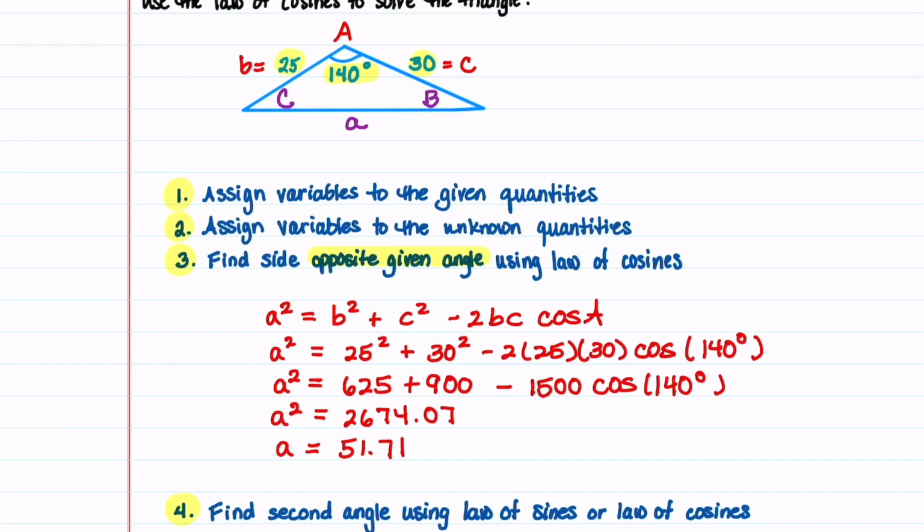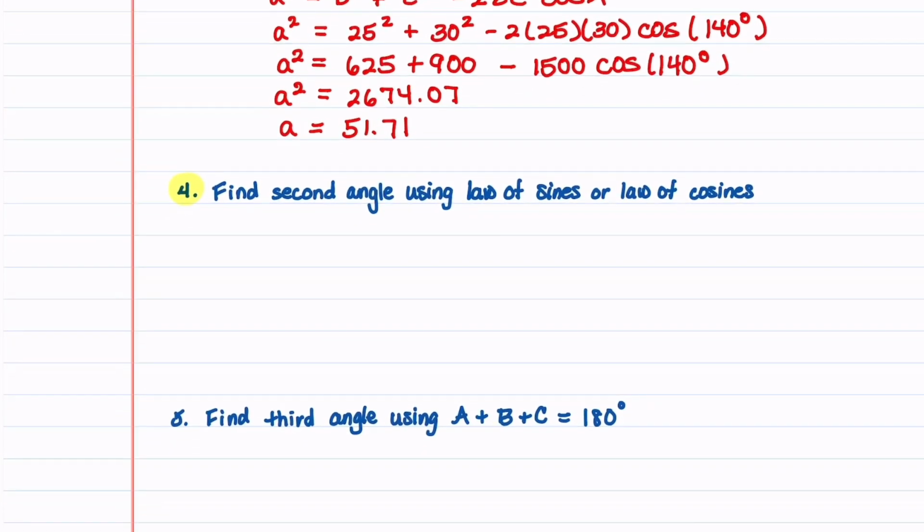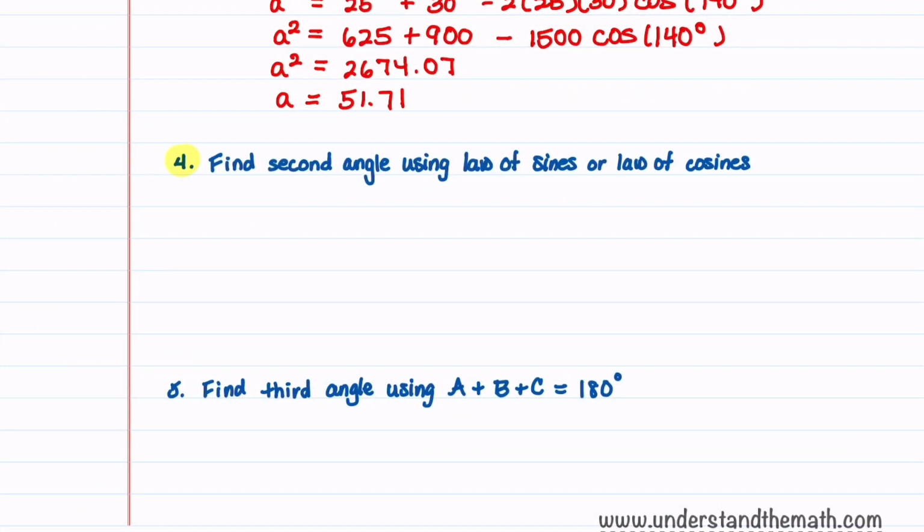The fourth step is to find the second angle using the law of sines or the law of cosines. I'm going to choose our second angle to be angle B and find it using the law of sines because it's easier than using the law of cosines. The law of sines tells us that the sine of angle A over side a is equal to the sine of angle B over side b.